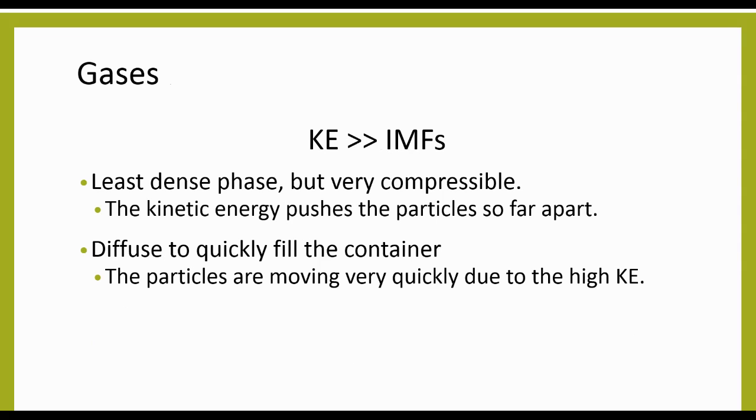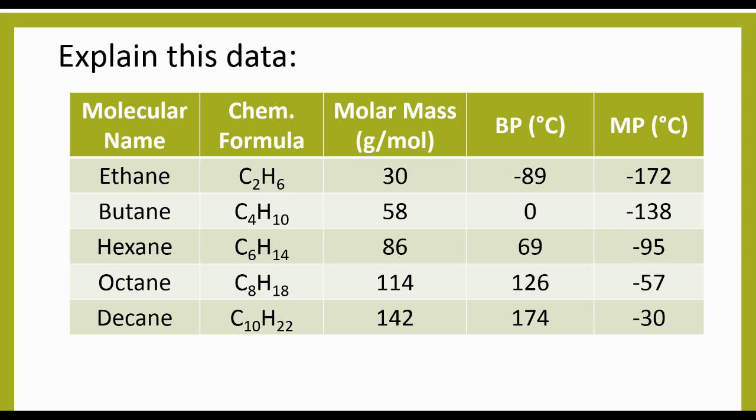Now for gases, the kinetic energy is much greater than the intermolecular force. This is why gases are the least dense phase. The particles are spreading out because they have so much kinetic energy they want to move and get their extra space. But they're very compressible. We don't have to worry about the electron clouds overlapping as much because we have so much space between those particles. And they will diffuse quickly to fill the container. That's because they have that high kinetic energy. They want to spread out. They want to move and fill up the space.